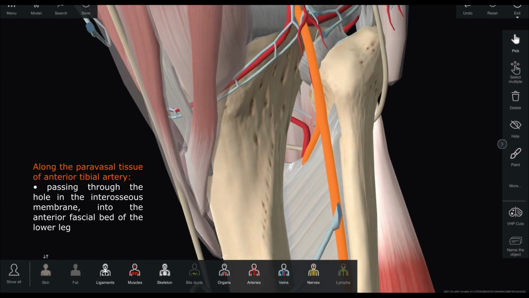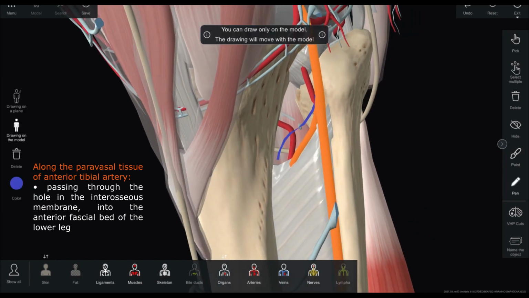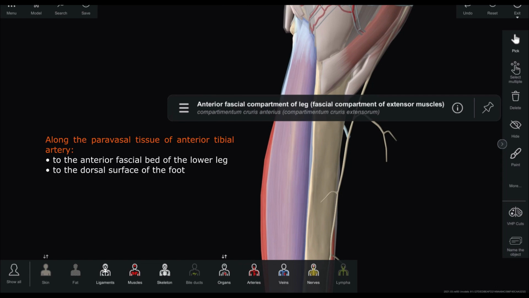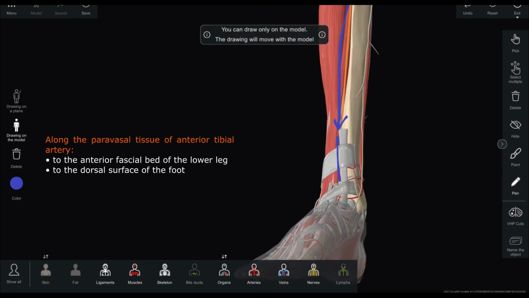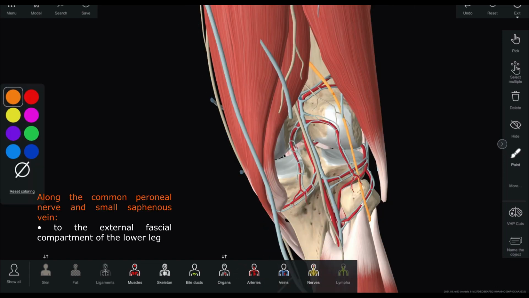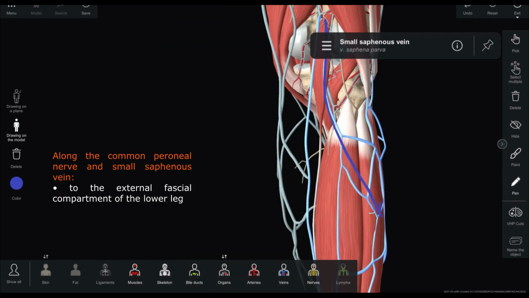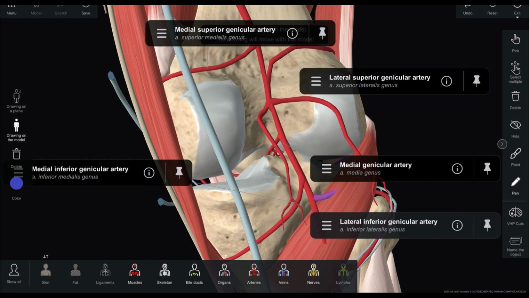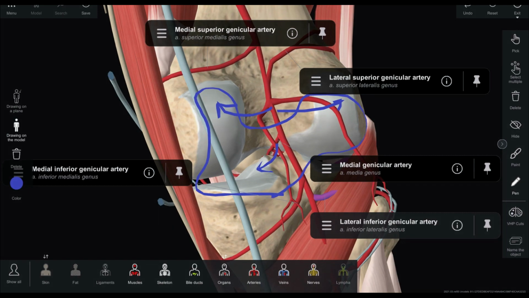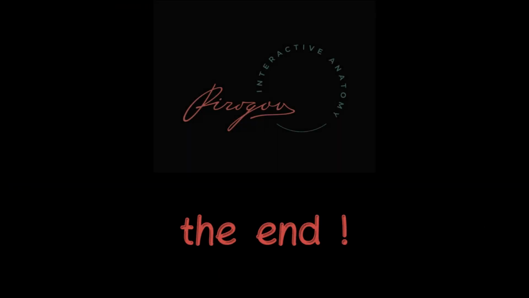Along the paravascular tissue of the anterior tibial artery into the anterior fascial bed of the shin, passing through the hole in the interosseous membrane. Along the common peroneal nerve and the small saphenous vein into the external fascial compartment of the shin. Also, the spread of the purulent process is possible into the posterior sections of the knee joint, along the paravascular cellular spaces of the branches of the popliteal artery, to the synovial bursa of the posterior surface of the joint. Thank you for your attention.